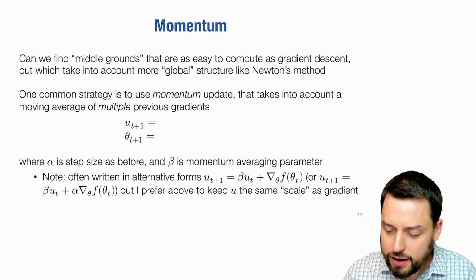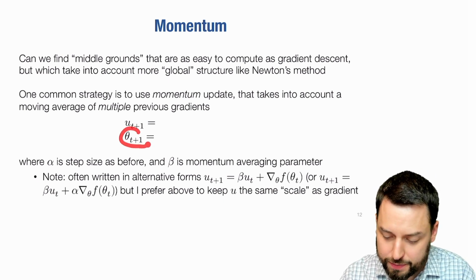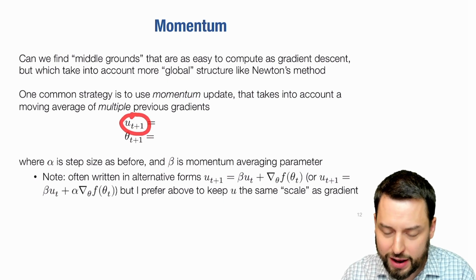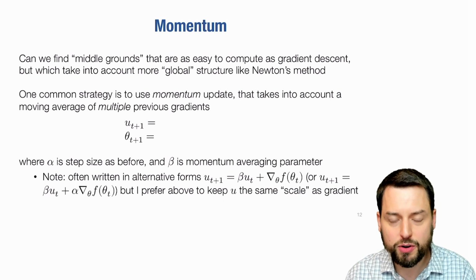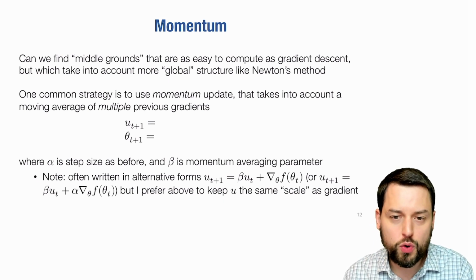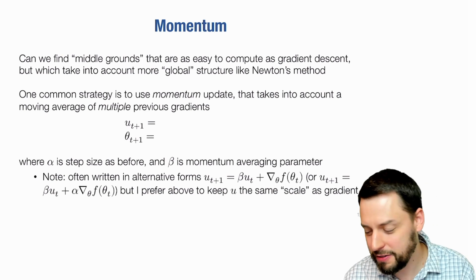So the idea of momentum updates is that in addition to our parameters, we're also going to carry around a copy of what we're calling momentum terms. And these momentum terms are going to be additional terms that are going to help us make better updates than just the gradients themselves.